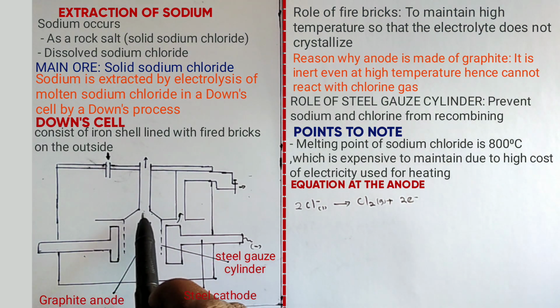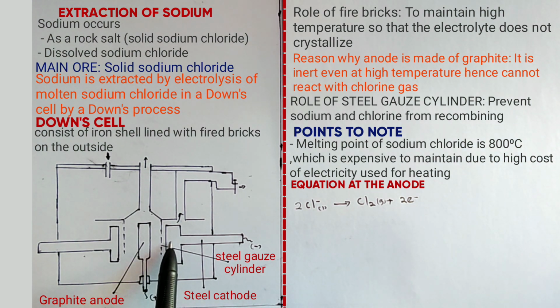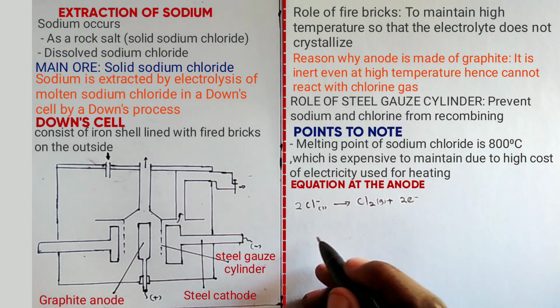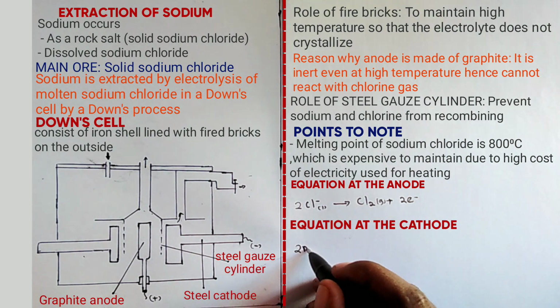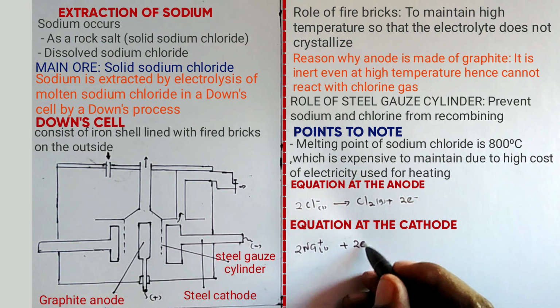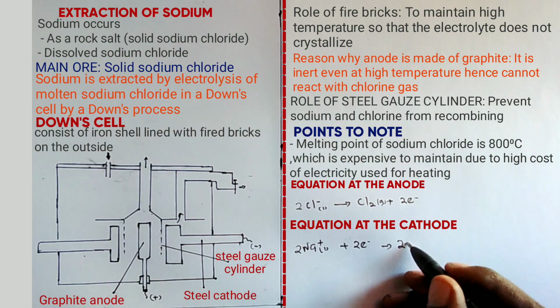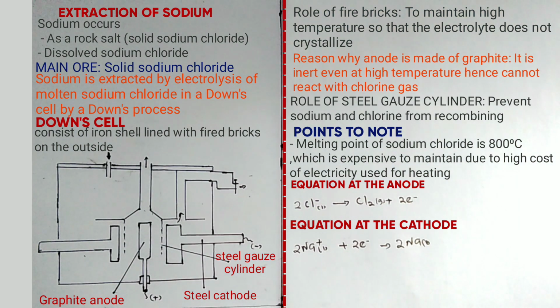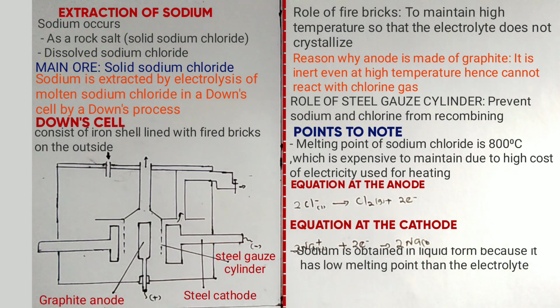The gas formed escapes through this point here, called the hood. Then sodium ions and calcium ions migrate to the cathode. Because sodium is below calcium in the electrochemical series, sodium ions are preferentially discharged over calcium ions. The equation becomes: 2 sodium ions (l) plus 2 electrons gives 2 sodium (l). Sodium is obtained in liquid form because it has a low melting point in the electrolyte.